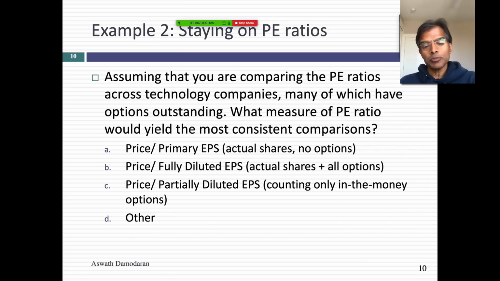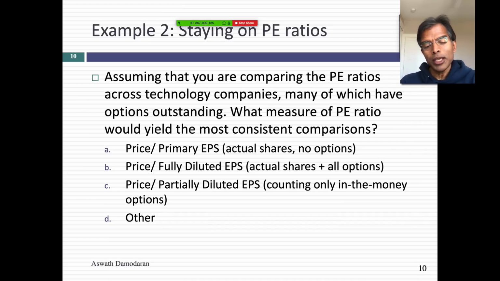I could use price by primary earnings per share, where I just count the actual shares. Let me stop there. If I did that, which companies are going to look cheap because I've not completely incorporated what I should factor in? Companies with a lot of options or companies with very few options? Think about it. When you have a lot of options, those options are valued, they reduce your equity value, so your price is going to be lower. And if I'm dividing by your primary earnings per share, you're going to look cheap.